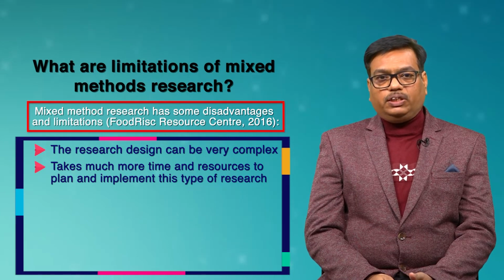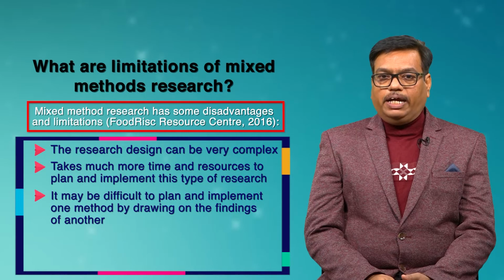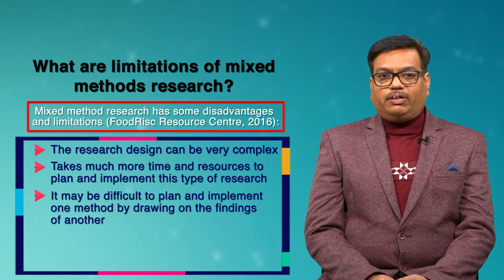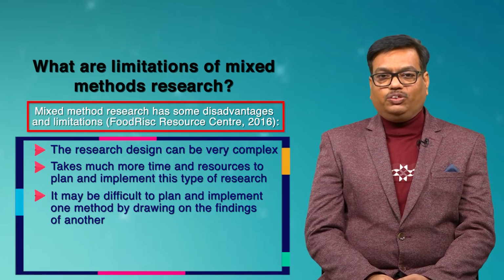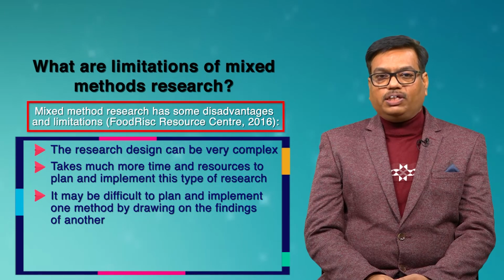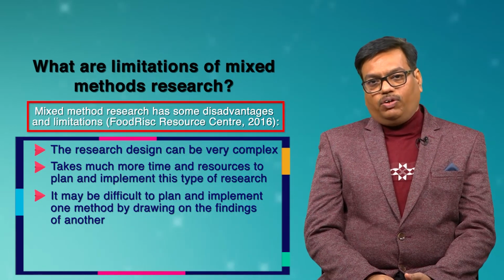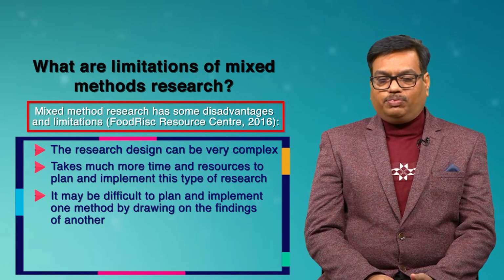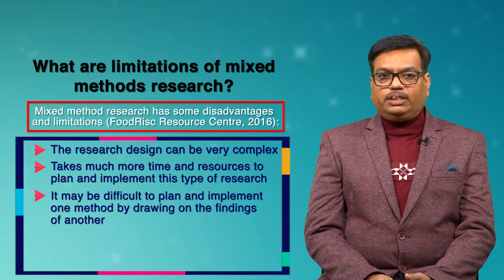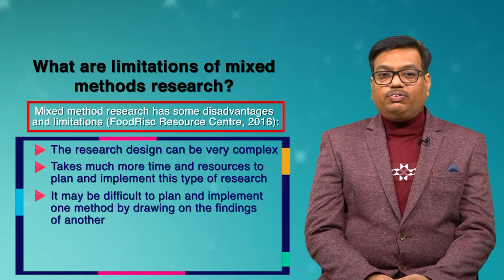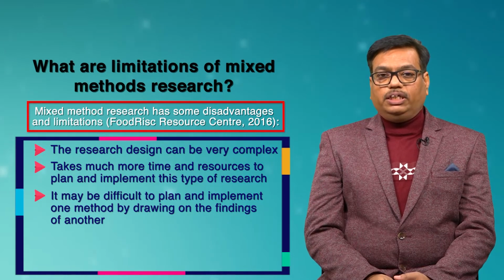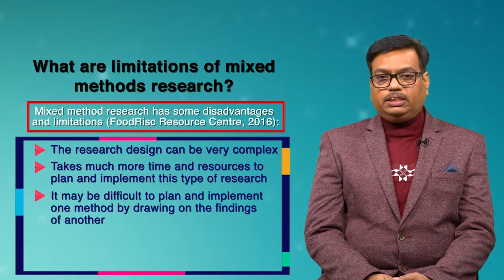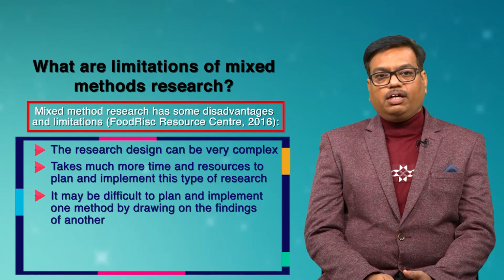The third limitation is it may be difficult to plan and implement one method by drawing on the findings of another. In theory, it looks very simple and easy to say that you are validating the claims of quantitative data by following qualitative data, or validating the claims of qualitative data followed by quantitative data, but in reality, it is quite difficult. You need a certain kind of expertise and insight to mix both and to complement and supplement the findings of one data set from another.